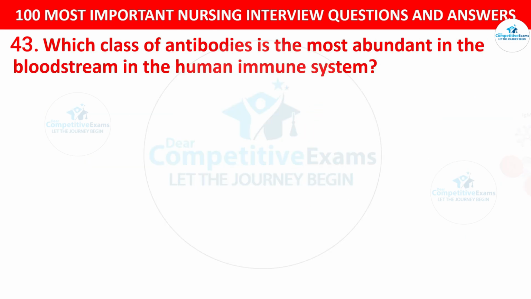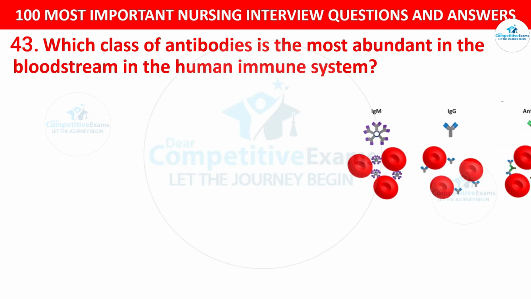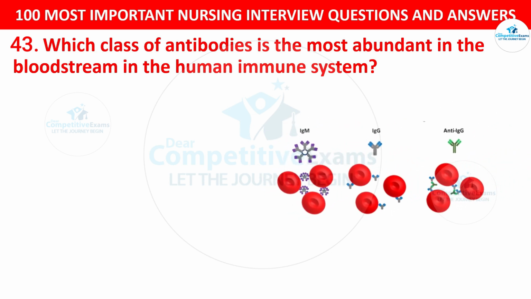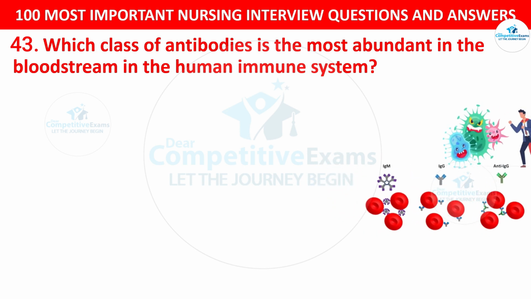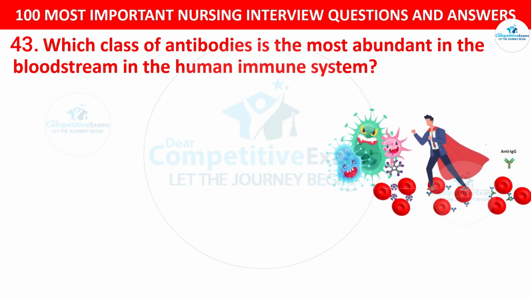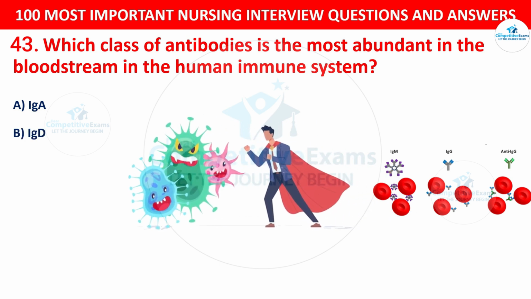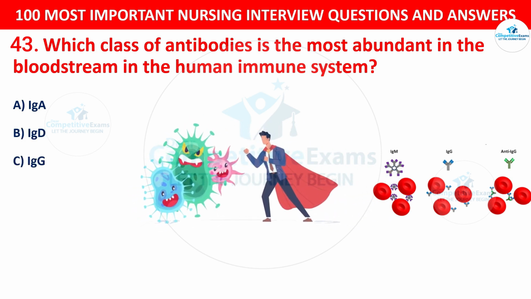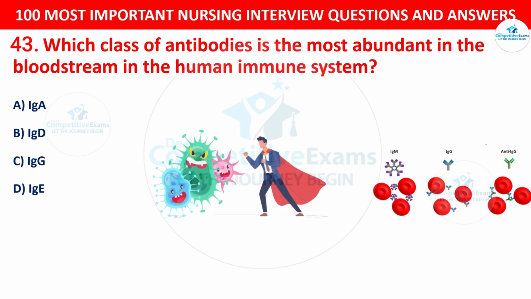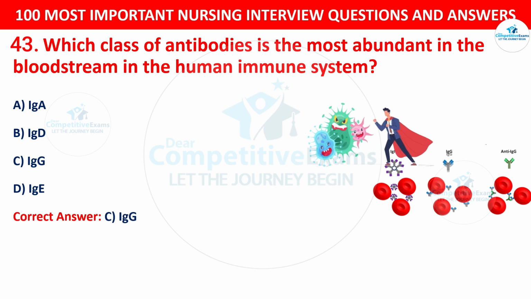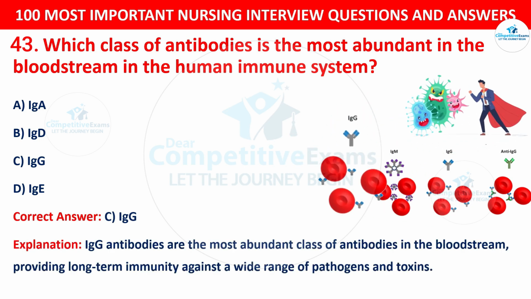Question number 43. Which class of antibodies is the most abundant in the bloodstream of the human immune system? Your options are IgA, IgD, IgG, or IgE. And the correct answer is C, that is IgG.